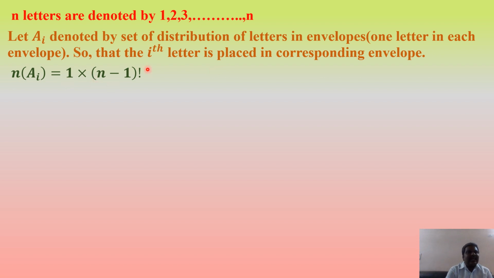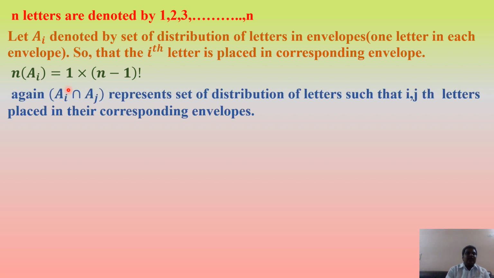How many remaining letters are there? How many remaining envelopes are there? That is my question. The remaining letters are n-1. The remaining envelopes are n-1. How many ways can we arrange the letters in envelopes? n-1 factorial ways. Am I correct or not? Take the first letter, place it in any one of n-1 places, that is n-1 ways. Take the second letter, we can put it in n-2 places, in n-2 ways. So n-1 into n-2 and so on up to one way. That is nothing but n-1 factorial. The other factor is the number of ways of arranging the letter i into its correct envelope, which is only one way. So n of Ai is equal to n-1 factorial into 1, that is simply n-1 factorial.